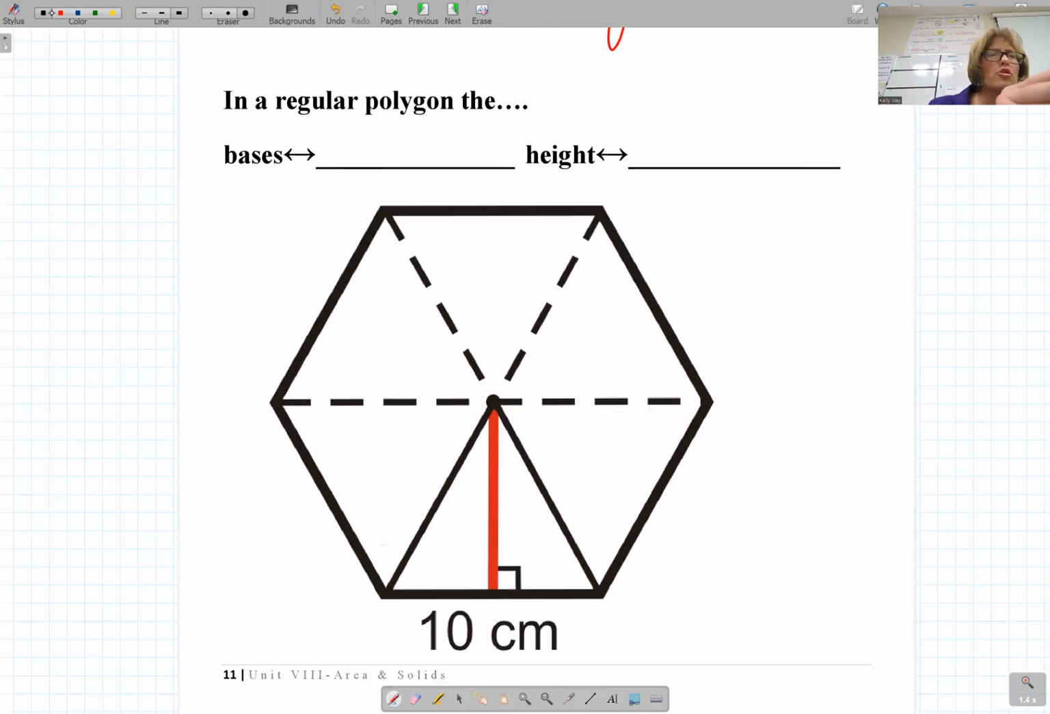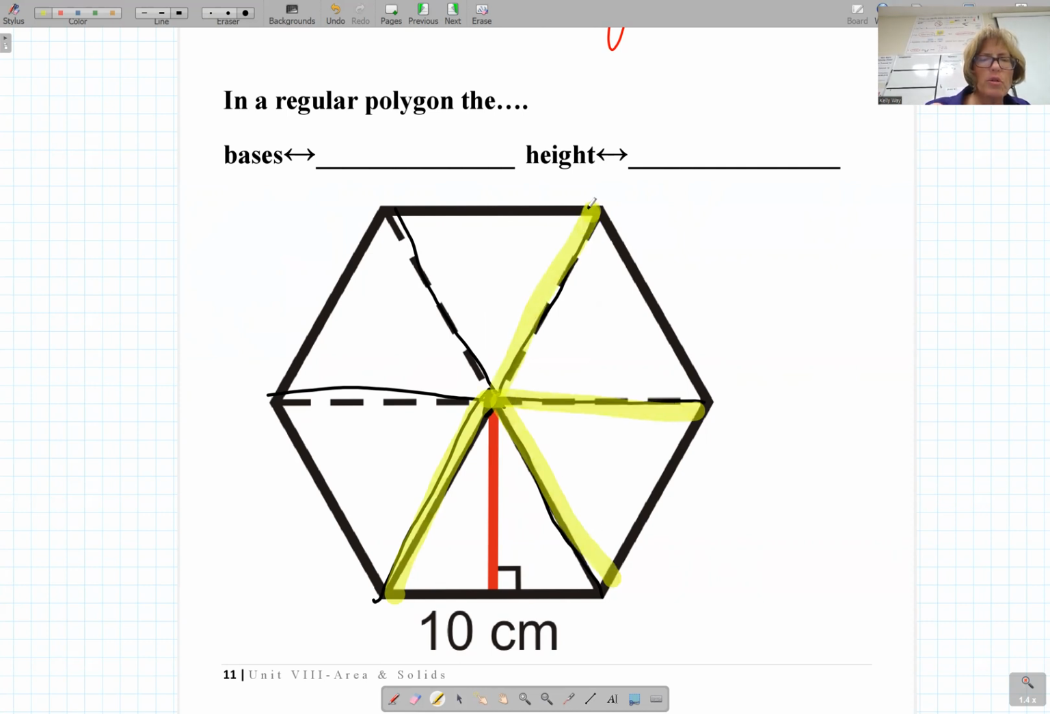I want you to just draw from the center to the corner. Draw in all your radii. Just trace them all. Yes, they're already drawn in for you, but please trace them. I'm going to go over them in yellow. Trace, trace, trace. So all regular polygons can be sliced into triangles. Keep that in mind.